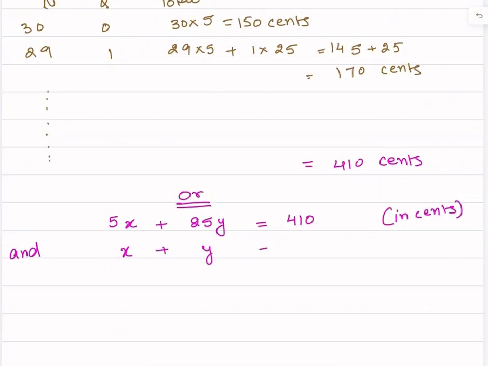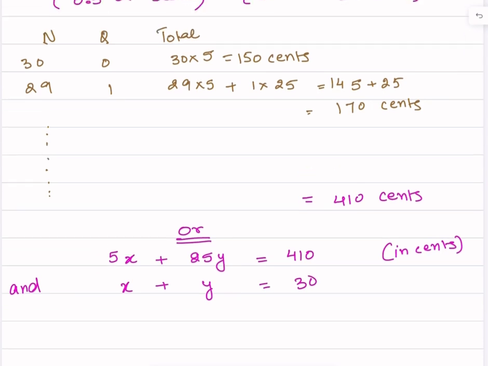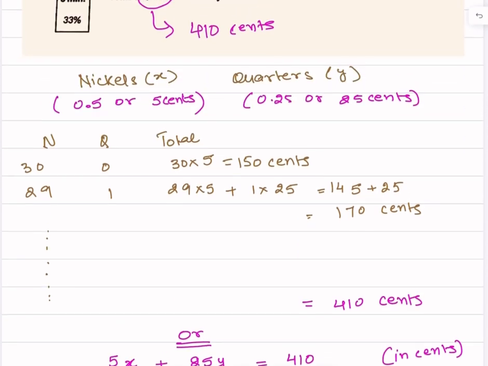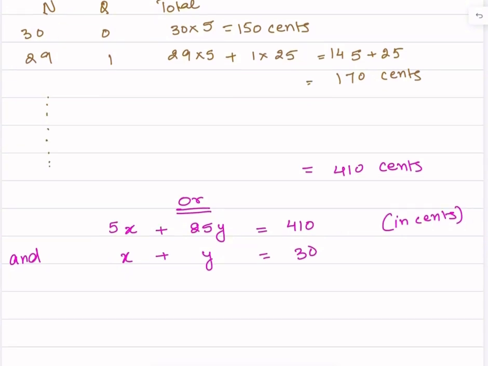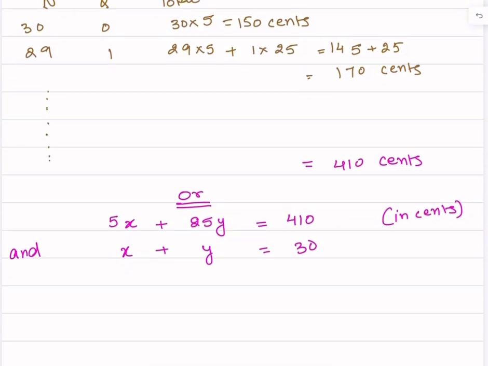Or we can solve this by creating an algebraic equation. So we just assume that we have X amount of nickels. Each nickel is 5 cents. So X nickels would be 5X in total, and Y quarters would be 25Y in total, and the total of them would be 410 cents. That's what is given to us.